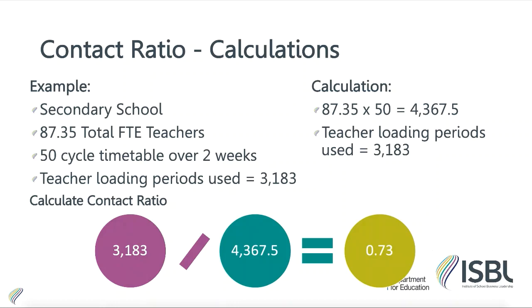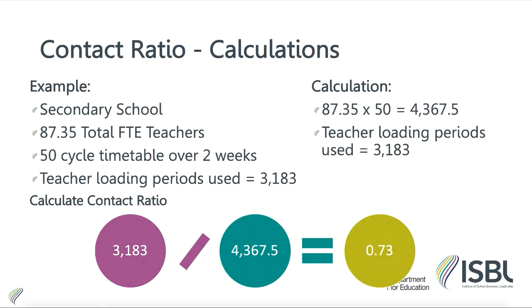The second part of the calculation is to calculate the contact ratio. We do this by dividing the total loading periods, which is our 3,183, by the total periods available. So that's our maximum, which we calculated to be 4,365.5, which then gives us a contact ratio of 0.73. This calculation will work regardless of your teaching timetable. So if your teaching timetable is 26.25, that will still work.